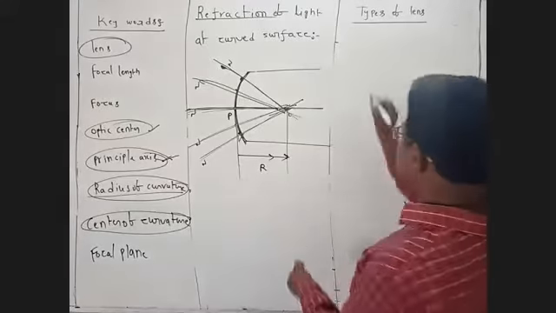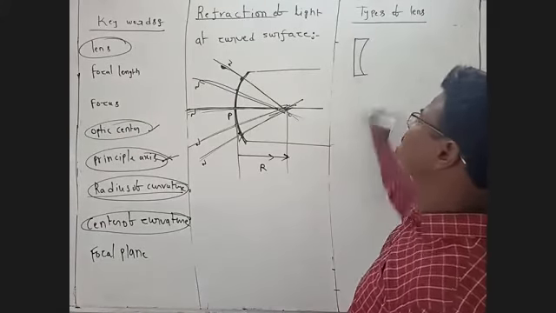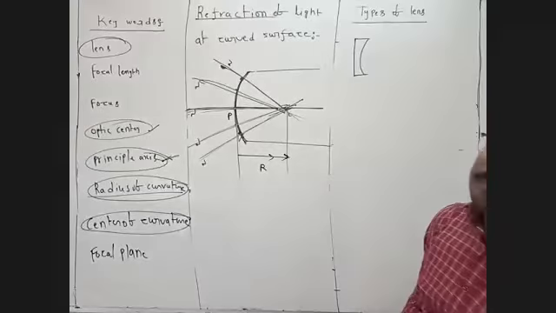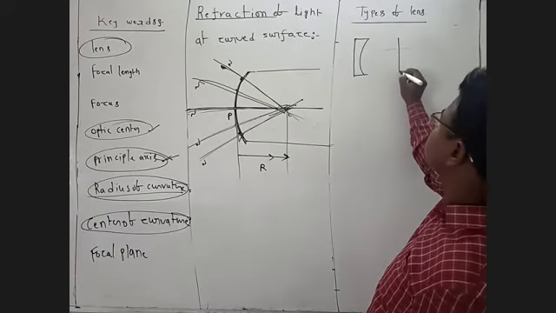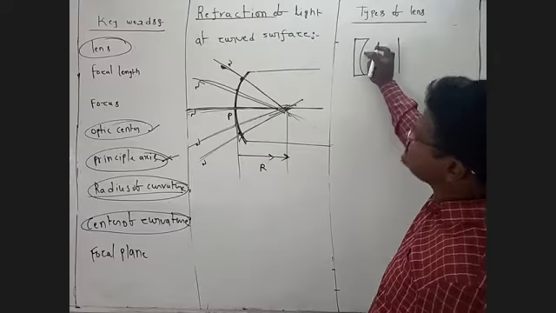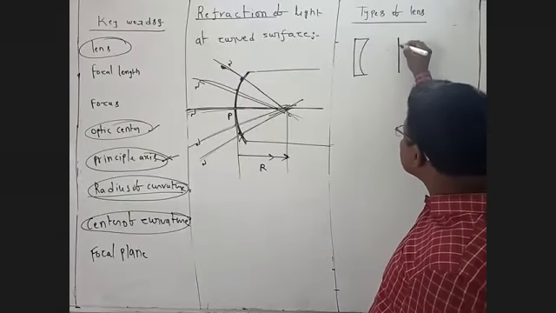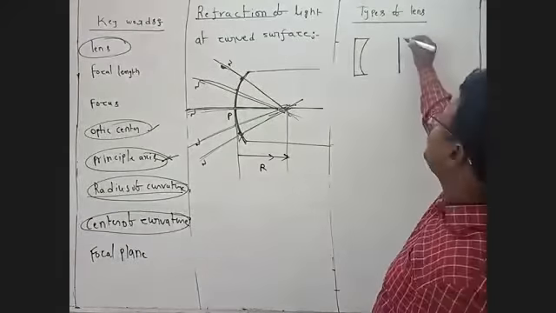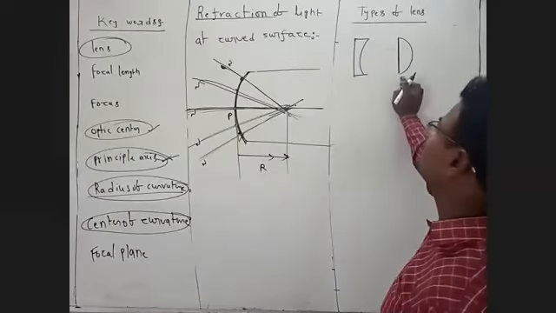One surface is plane, the other is an inward curved surface. This is what we call a plano-concave lens. One surface is plane, the other surface is an outward curved surface. This is a plano-convex lens.